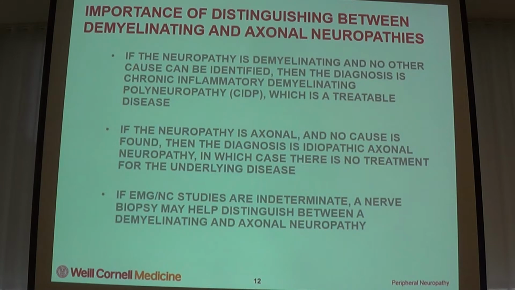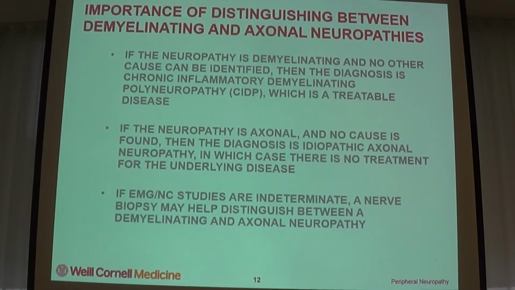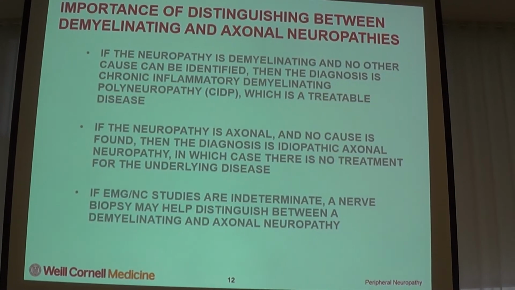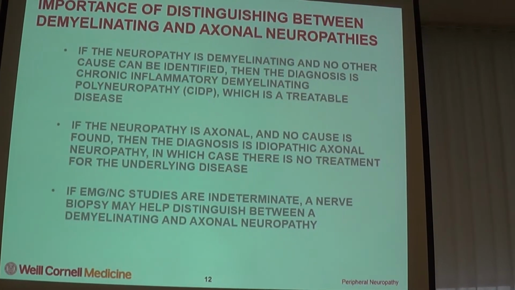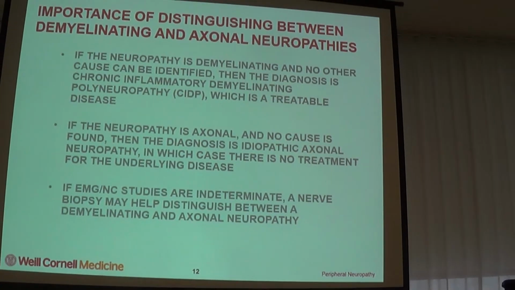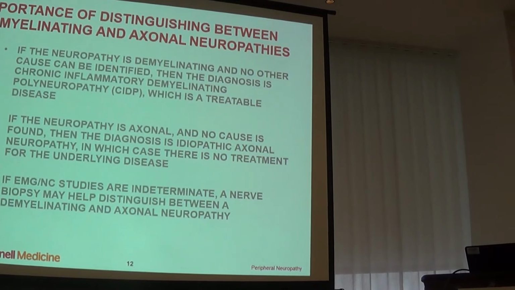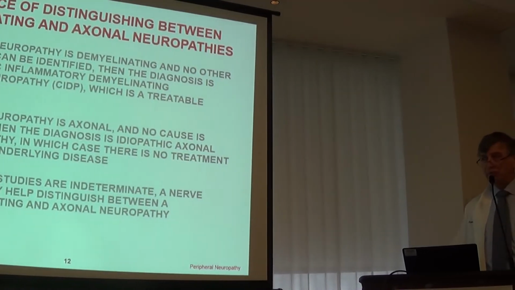So it's particularly important to distinguish whether the neuropathy is demyelinating or axonal. If it's demyelinating, there's a limited differential. It's either hereditary or autoimmune. The autoimmune conditions all have treatments. If it's axonal, there are many, many causes. And if no cause can be found, we call it idiopathic, and there's no treatment aside from physical therapy and symptomatic treatment for the pain.